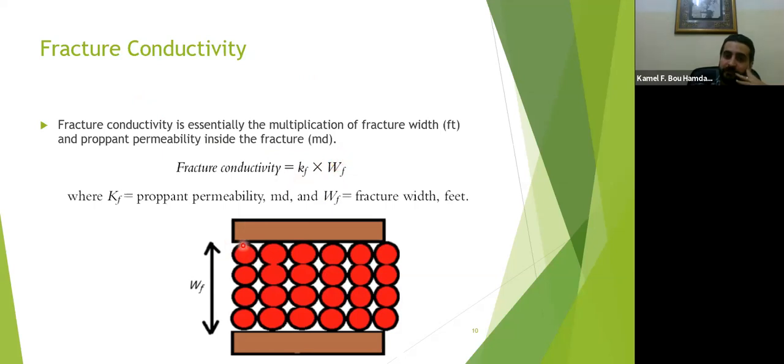WF is the fracture width, what's the opening of this fracture. So if you multiply them together, we are going to get this term, which is fracture conductivity. And in terms of meaning, it is almost the same, or it can relate to permeability. So it's just the ease of the fluid to pass from one location to the other. So if it can easily pass from, let's say, the left side to the right side, this means that we have a high fracture conductivity, so our fracture is efficient.